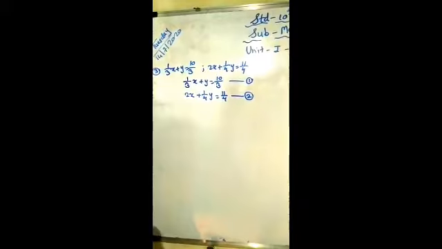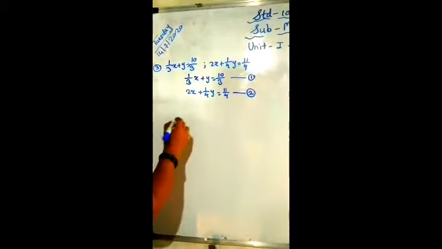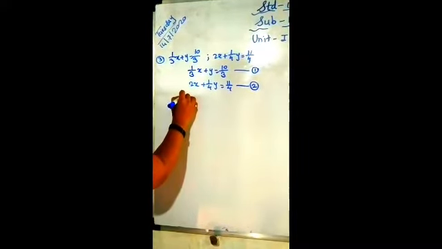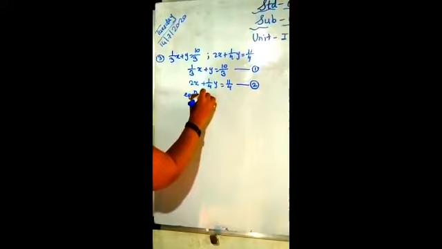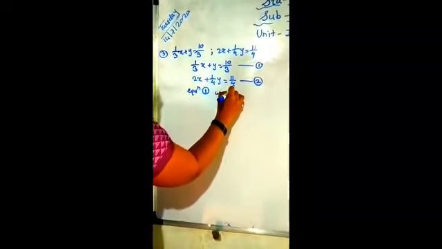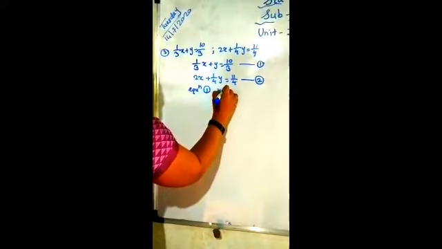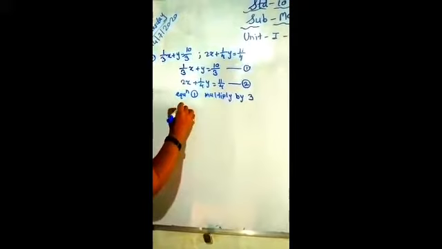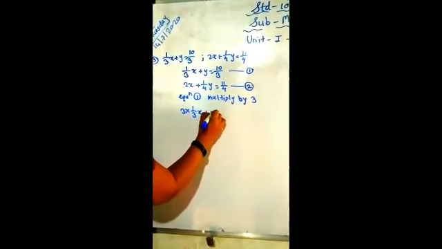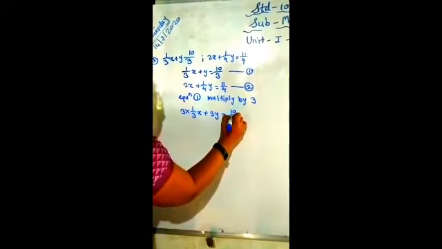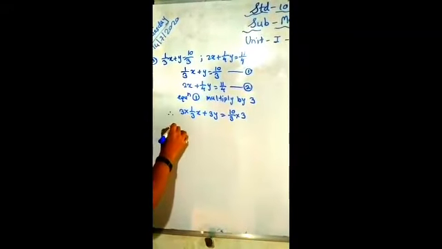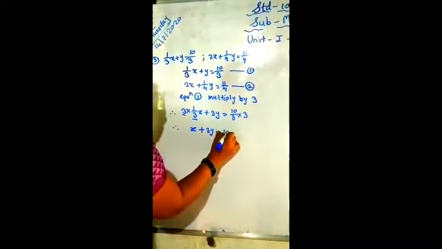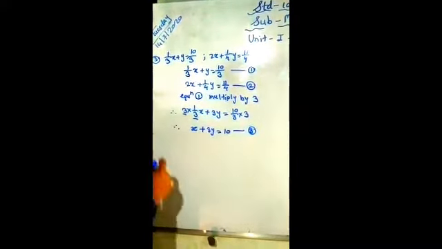We first remove the denominator and then solve the equation. So by removing the denominator, first for the equation 1, we multiply by 3. 3 multiply 1 upon 3x plus 3y is equal to 10 upon 3 multiply 3. Here 3 gets cancelled. Then we get x plus 3y is equal to 10. This is equation number 3.